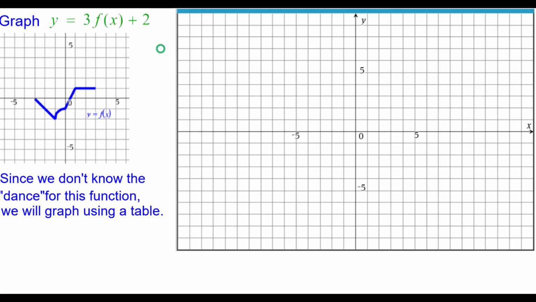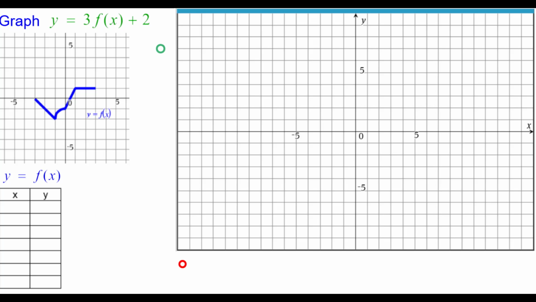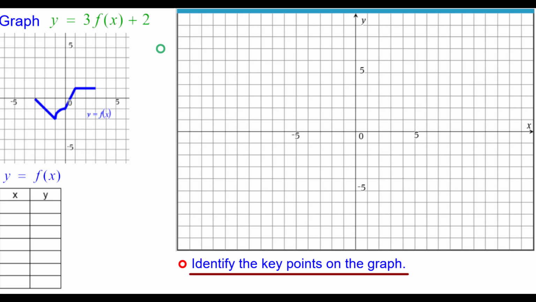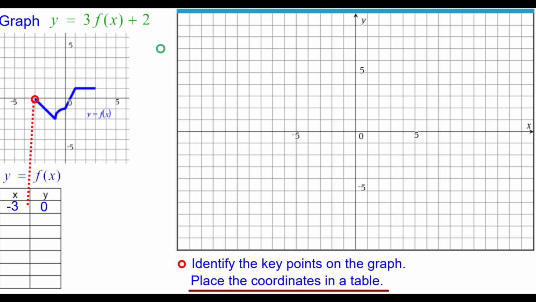Since we don't know the domain for this function, we will graph using a table. And what we need to do is identify the key points on the graph and then place those coordinates into a table. So the first point I identified is this one here in red, and its ordered pair is -3, 0, so I place those in the table.